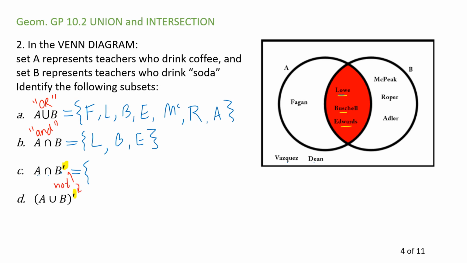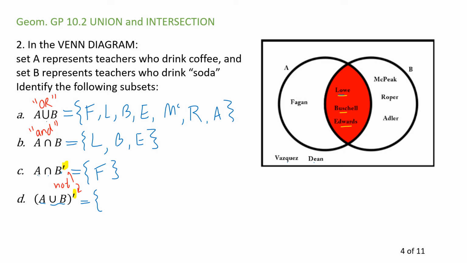Well, there's only one person that's in A, but also not in B, and that's Miss Fagan, now known as Mrs. Pritchard. How about this last one? The parentheses says I want A or B. That would just be the same as this up here.